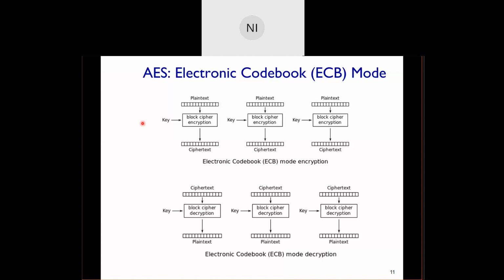One of the major problems that you can see here is, let's assume that the plain text is "Bob, I love you." That's what Alice is saying. So let's assume that I have a certain plain text. Using the key, I am generating the ciphertext. If I happen to send the same plain text again, the ciphertext that is produced is also the same. That means the mapping between the plain text and the ciphertext is fixed.